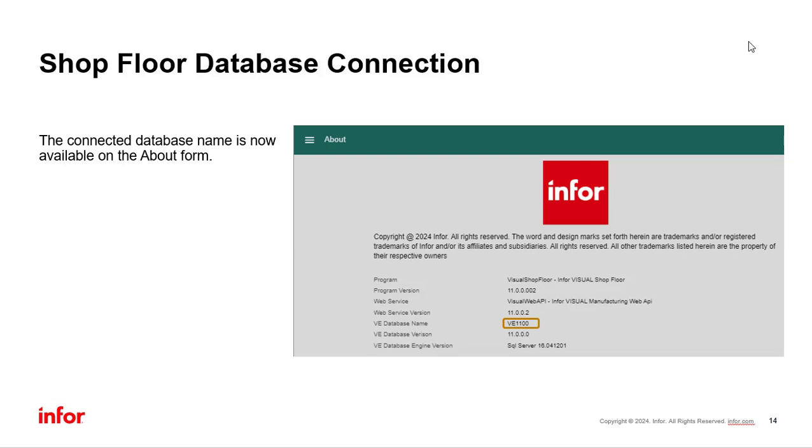And for those companies that have multiple instances of shop floor running against a series of databases, you can now determine which database you are connected to by going to the help about in shop floor. Also in Visual 11, you can set color themes. So you could also utilize a color theme based on the database that you're connected to.